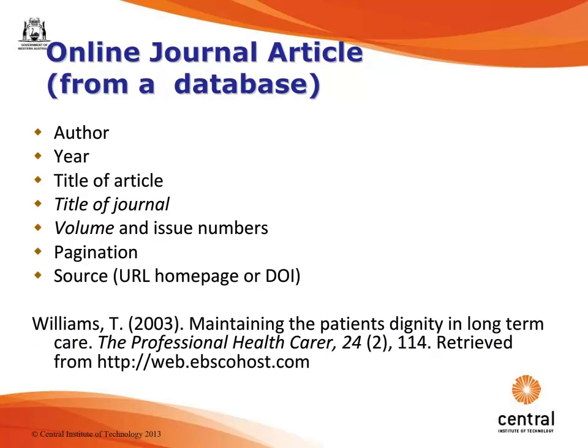If an article is from a journal in a database, then you also need to state the source used. In this example, the article on maintaining the patient's dignity in long-term care is from the journal called The Professional Health Carer. It's from the EBSCO-HOST database, so we add the short URL that relates to that article. Many databases actually provide the correct citation for you. Ask at the library for help with this.